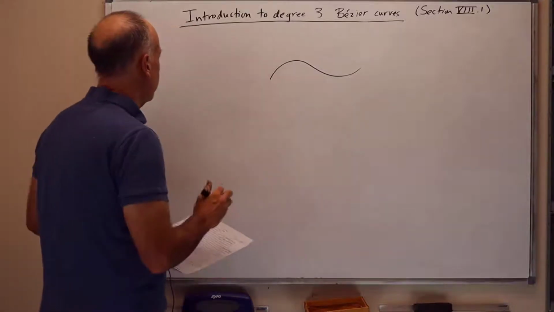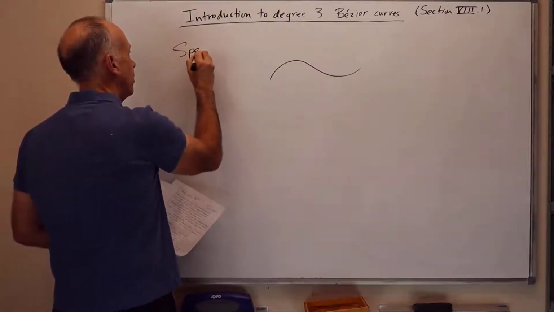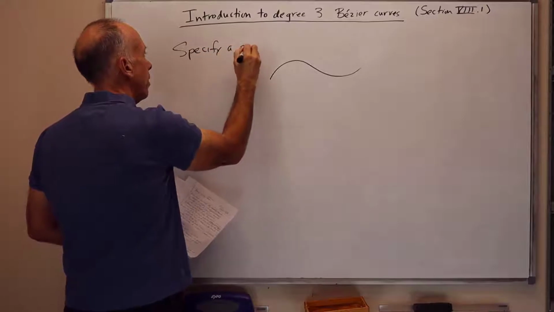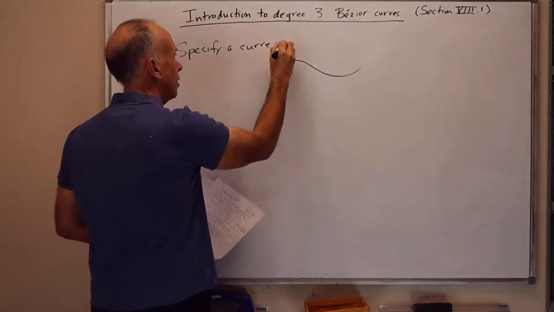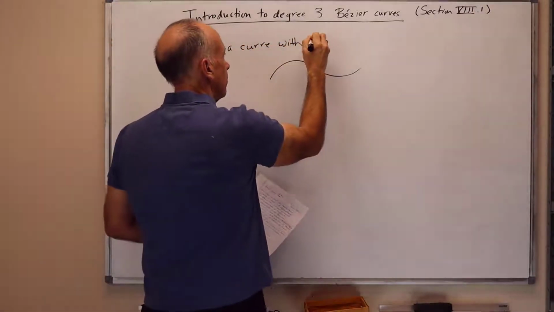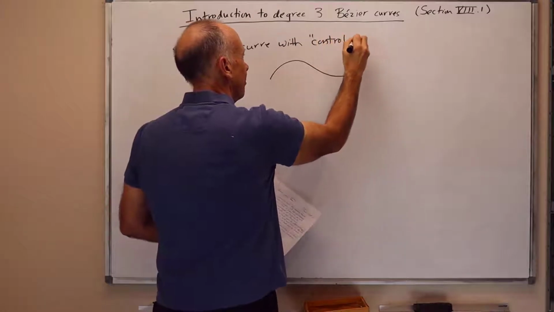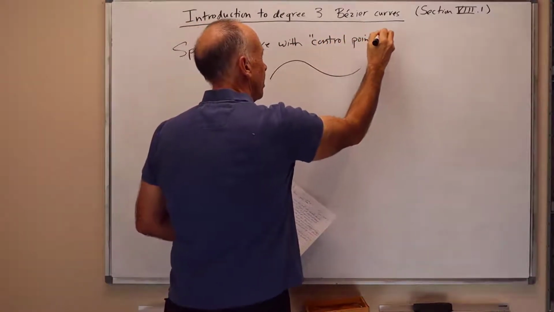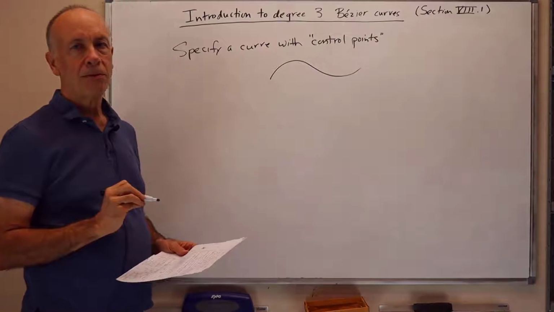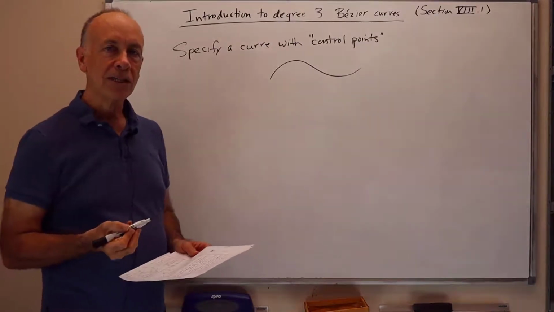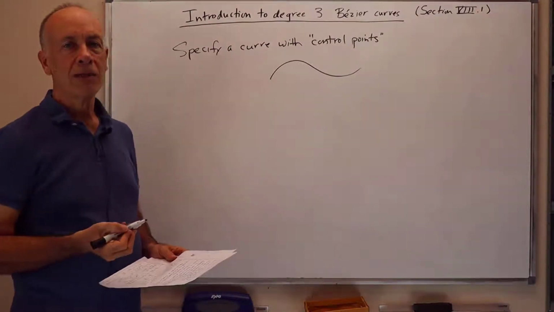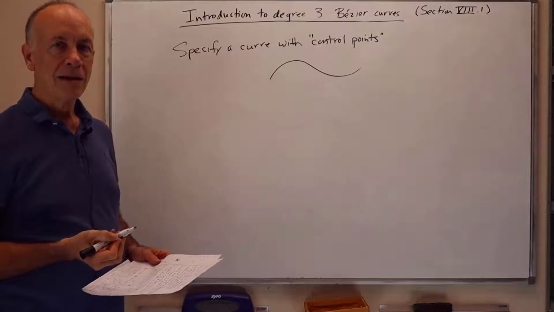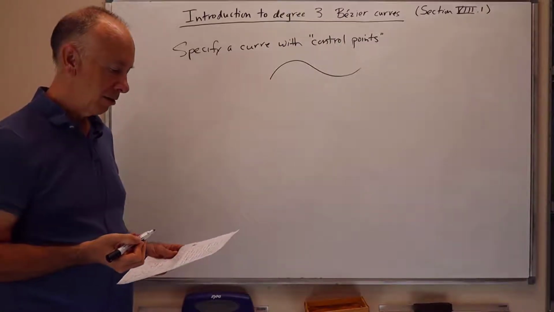In particular, we'll specify a curve with control points. We call them that because they control the curve, and a relatively small number of control points will be used to specify a complete smooth curve. If necessary, we'll put together multiple pieces of smooth curves to make one longer curve.